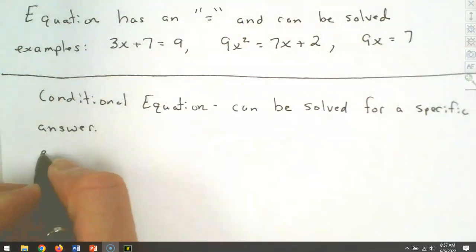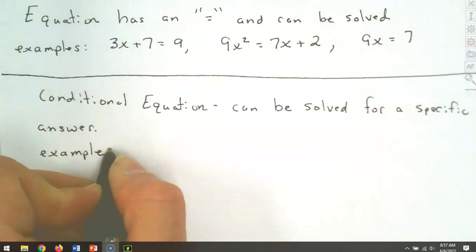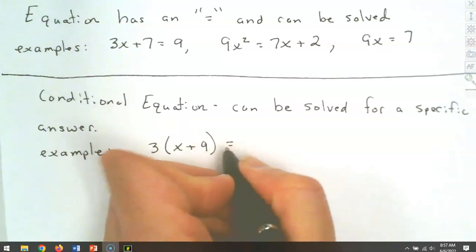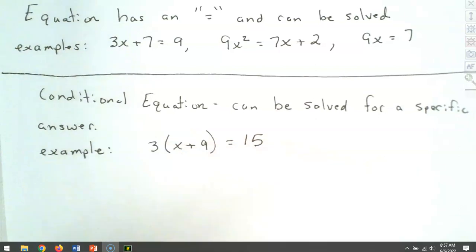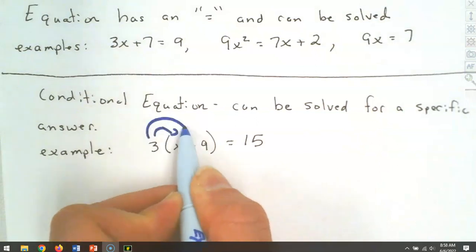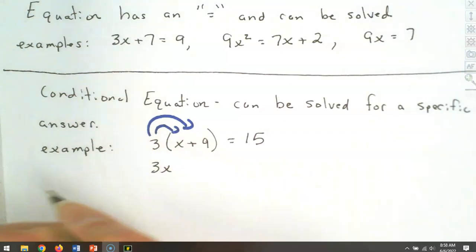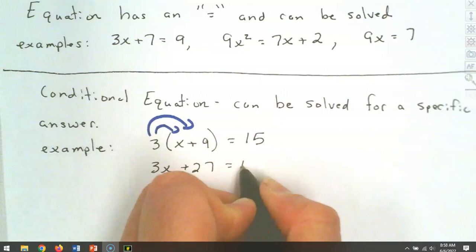And so here's an example. How about 3 times (x plus 9) equals 15? Now, this should be something you're familiar with. You should already kind of know how to solve this. So, we want to solve it, so that means we get the x by itself. So, order of operations, what do we do first? We need to get rid of our parentheses. So we do that by distributing or pushing through that 3. So that gives you then 3x plus 27 equals 15.